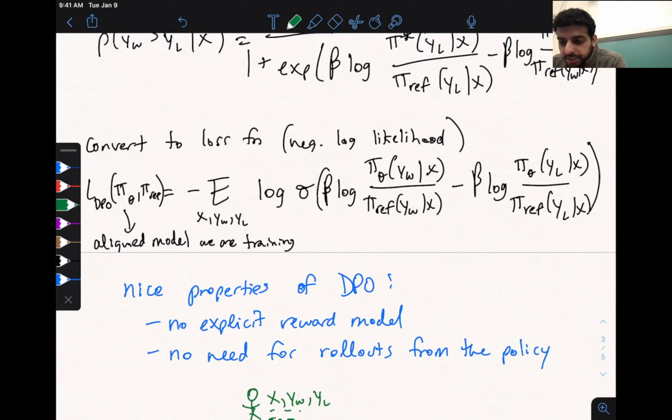Question: why was RLHF invented first before DPO, which is way more efficient? Is it because RLHF is the natural way to think about the human preferences? This is a good question. I think there are some historical reasons for this.